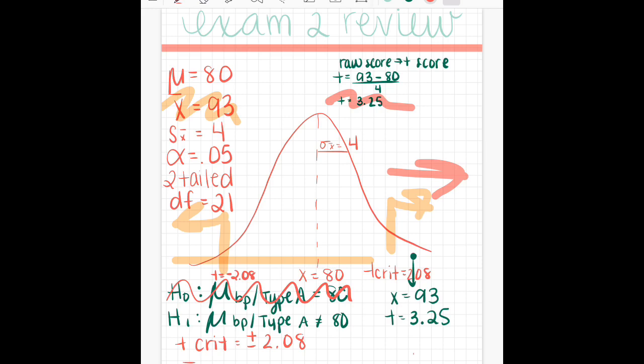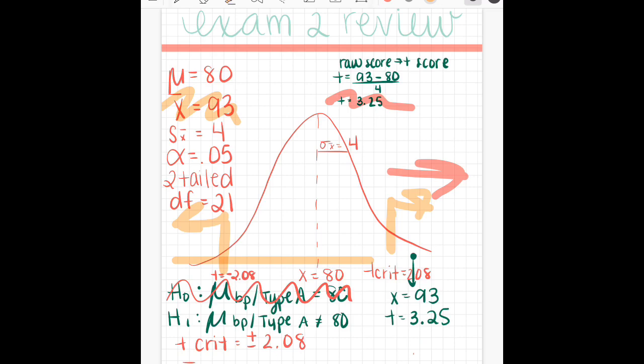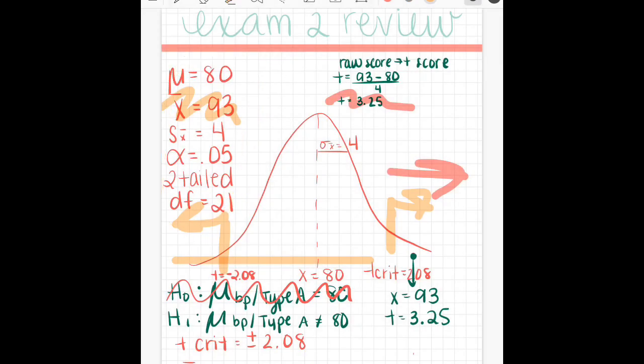So I have on the left side of the page here just some of the information that I copied down from the problem, just the information the problem provided. So we know that the population mean is 80. The sample mean is 93. They measured the blood pressure for 22 males with type A personalities. So we got our degrees of freedom from the 22 males.